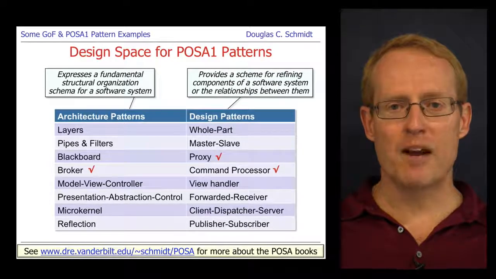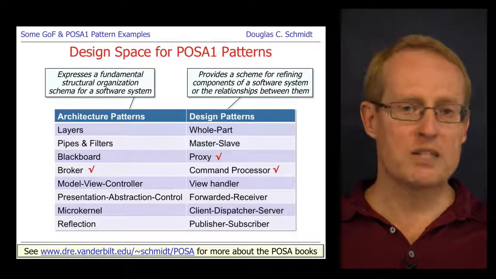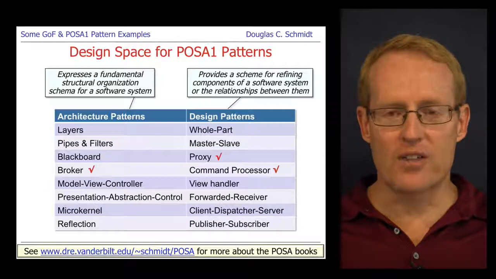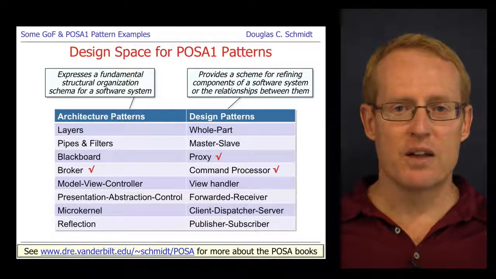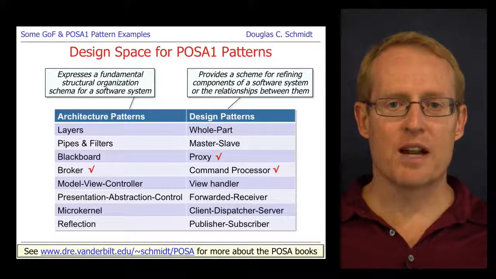So it's an example of a pattern that was documented both in the Gang of Four book and in the POSA 1 book. Basically the same pattern, just different authors describing it from their perspectives and emphasizing things that were most important to them and the types of systems that they were developing at the time.